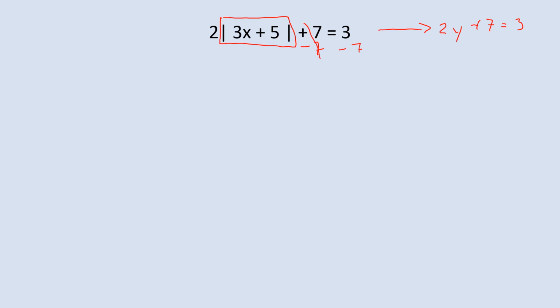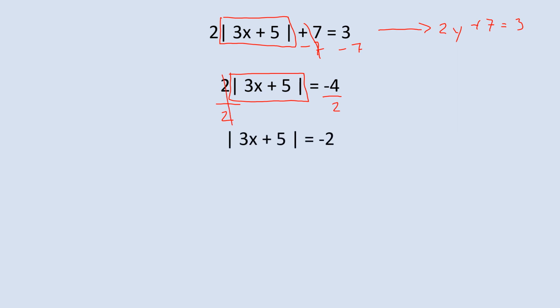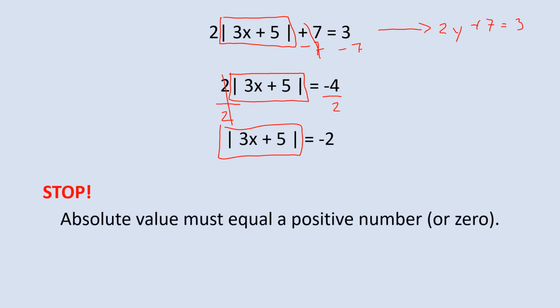All right, so I subtract the 7. At this point I have 2 times the absolute value equals negative 4. Next I want to divide by 2, and I have this. Now, one thing that we always want to keep in mind about absolute value is that this is always positive. So if we get to a point like this, absolute value of 3x plus 5 equals negative 2, we're going to stop. This is not possible. We can't get an absolute value equaling a negative 2.